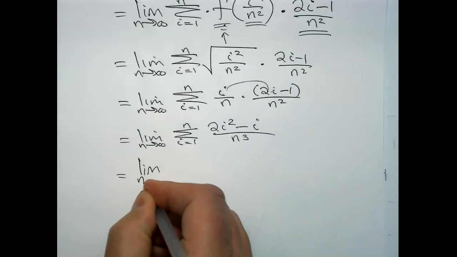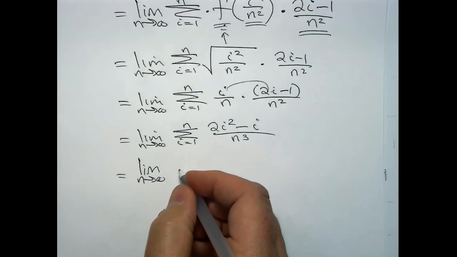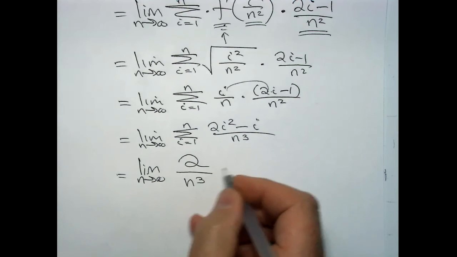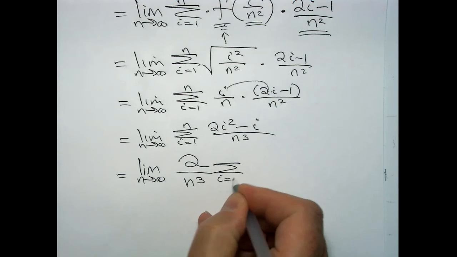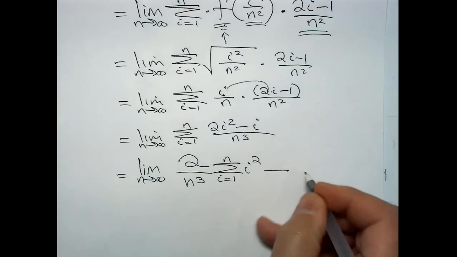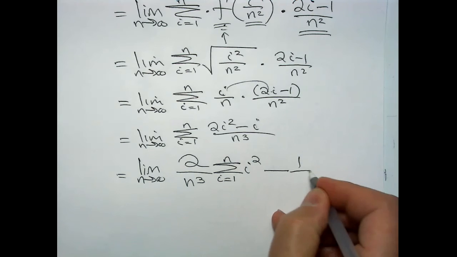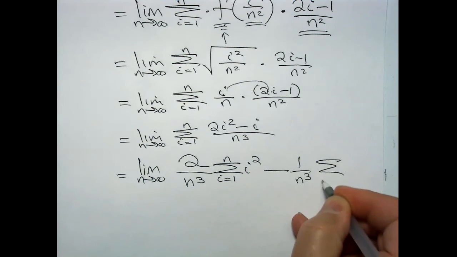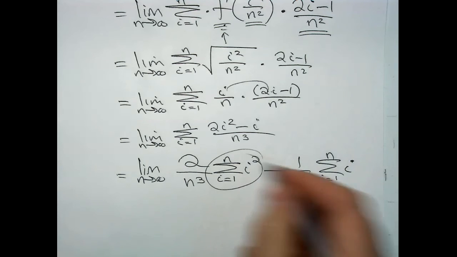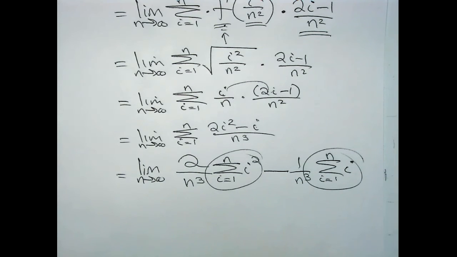So it's the limit as n goes to infinity. Remember, each one gets their own sigma. So the 2 comes out front, the 1 over n cubed comes out front, and we get a lone sigma of i squared. We have a formula for that. Minus the 1 over n cubed comes out front, and we have a sigma from i equals 1 to n of just a lone i. This is something we can do.